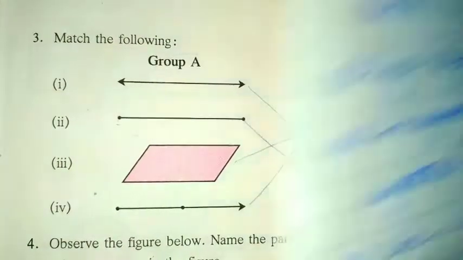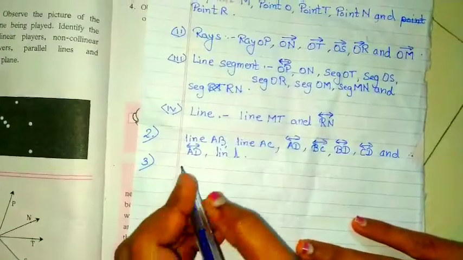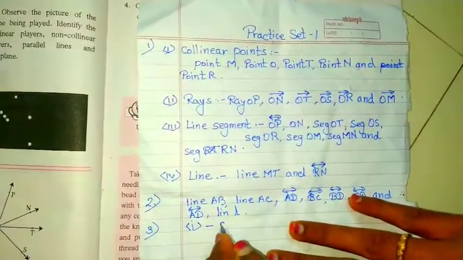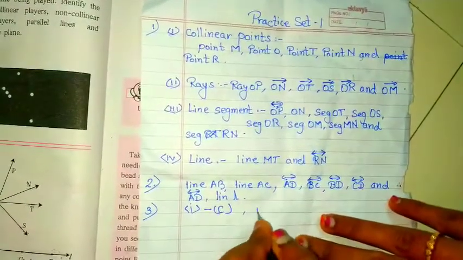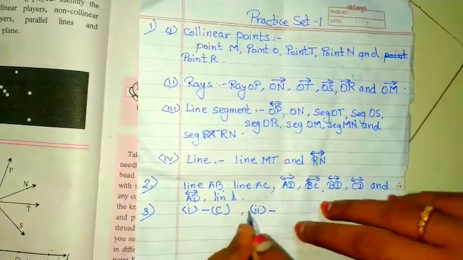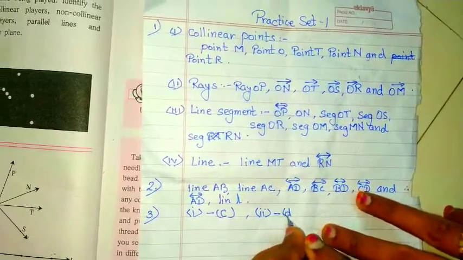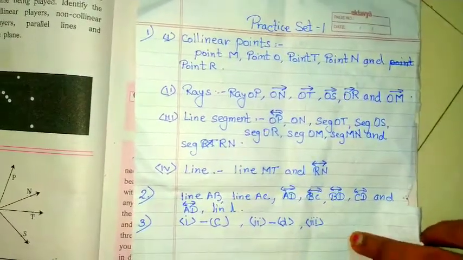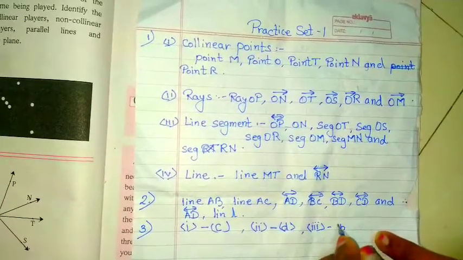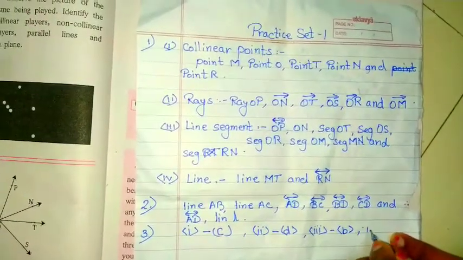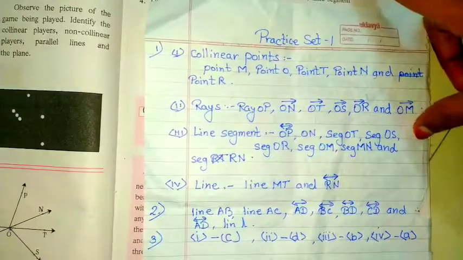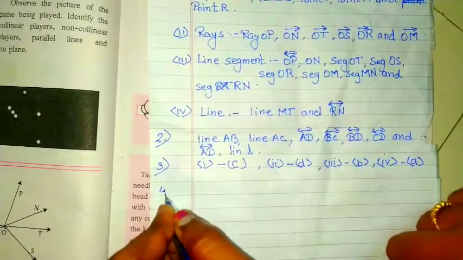You can write: first matches with C, second matches with D, third matches with B, and fourth matches with A. Do you understand? Next question, question number 4.